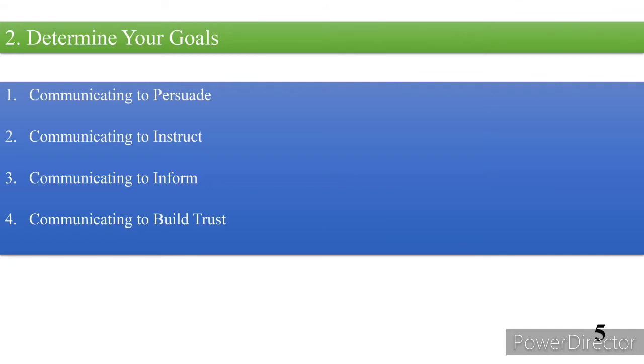If you are dealing with your team, this is most important. It will give a positive vibe towards your team worker also. So to determine your goal, remember these four communicating processes: communicating to persuade, communicating to instruct, communicating to inform, and communicating to build the trust.